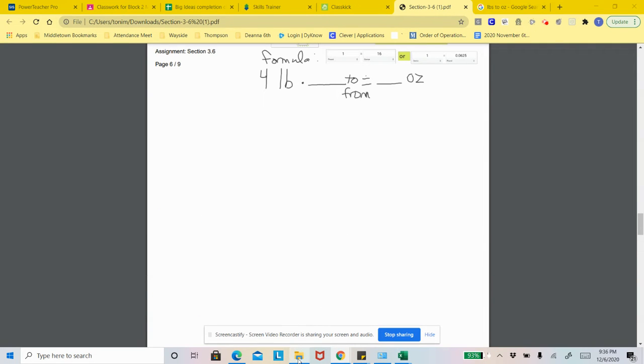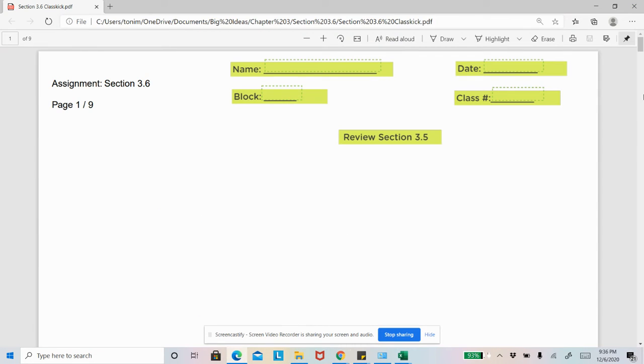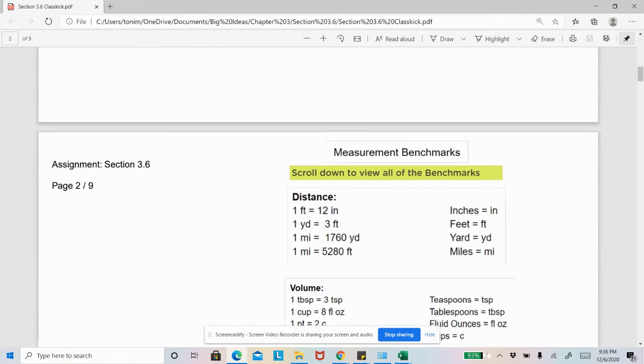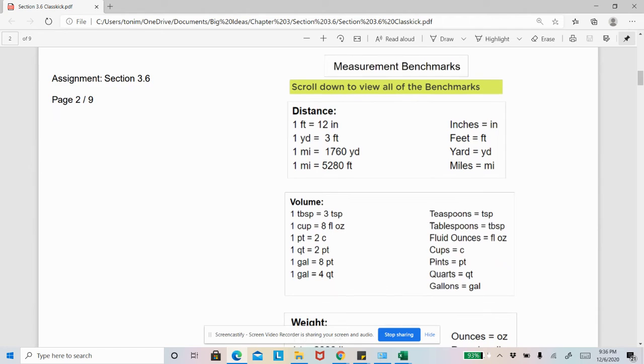Hi everyone, we are going to work on section 3.6. Actually, I have to fix that. I think it says section 3.5. We are going to be working with measurements and converting.